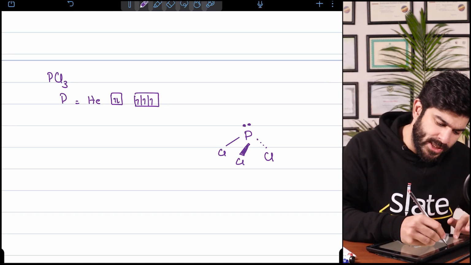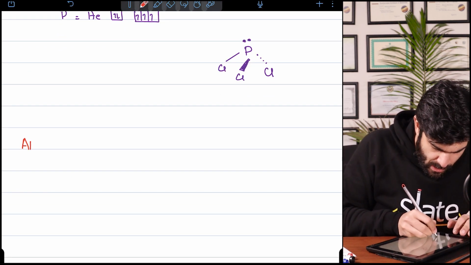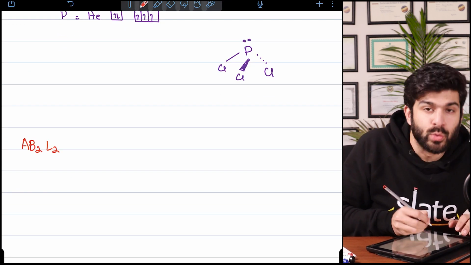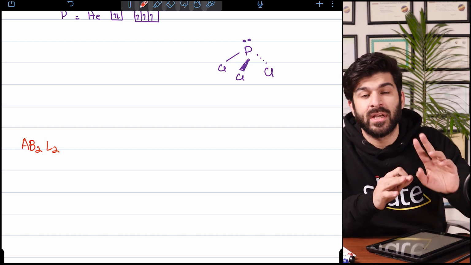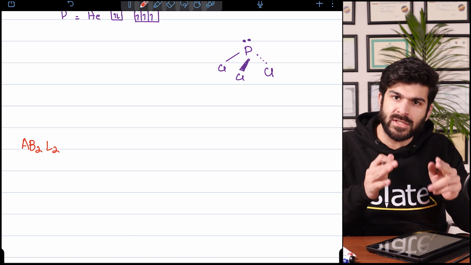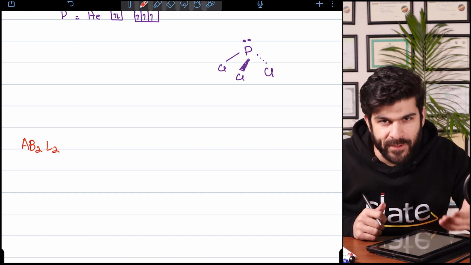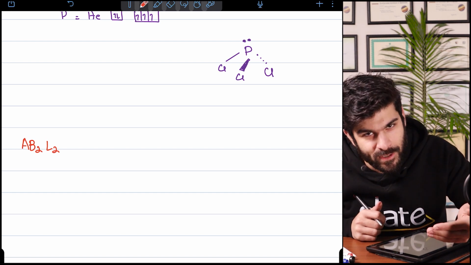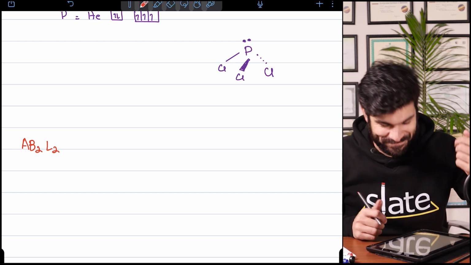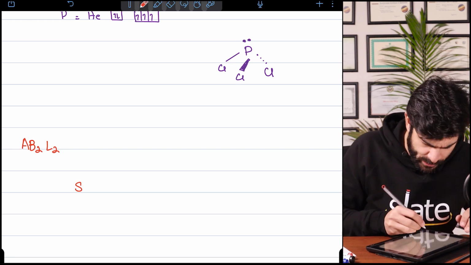Now let's talk about the other example, the other type. My apologies. AB2L2. Don't worry, this is the last tricky one. The next two are very basic, so you do not need to worry. So 2 bond pairs, 2 lone pairs. And your very favorite, sulfur, comes again. So sulfur, but this is a basic one.